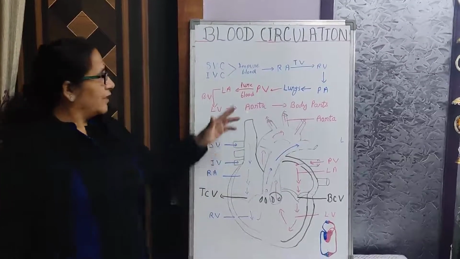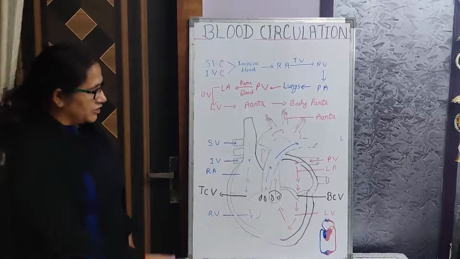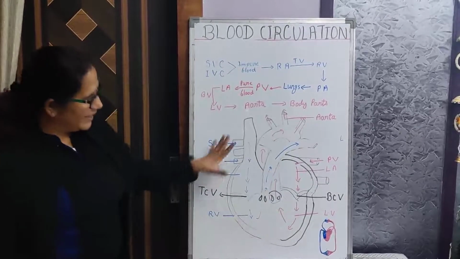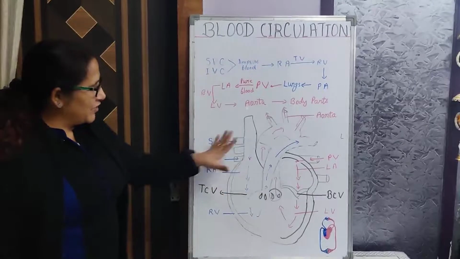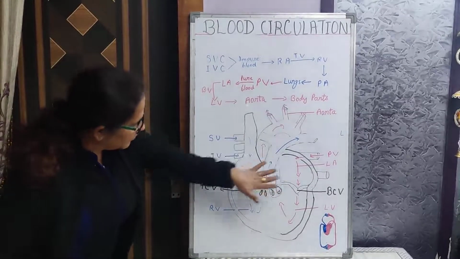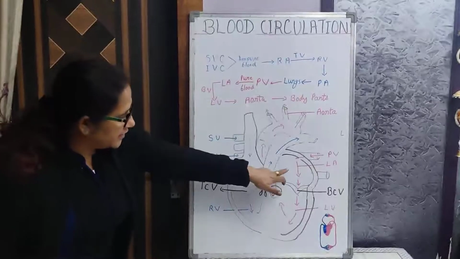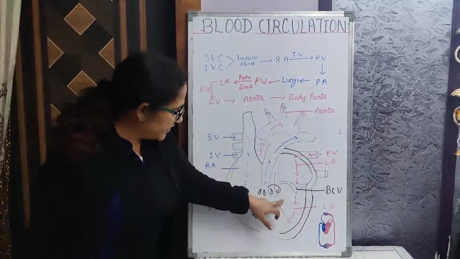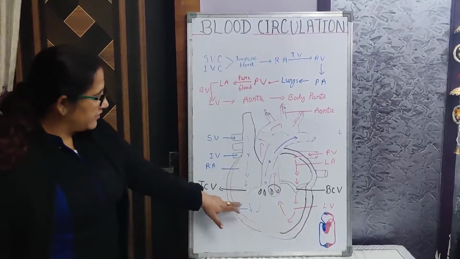So let's come to the small parts of the heart first. I start from here. See here, this is the heart. It's a very simple diagram I have drawn. It will make your concepts very clear. These are the four chambers of the heart. This is the left auricle. This is the right auricle. This is the left ventricle. This is the right ventricle.